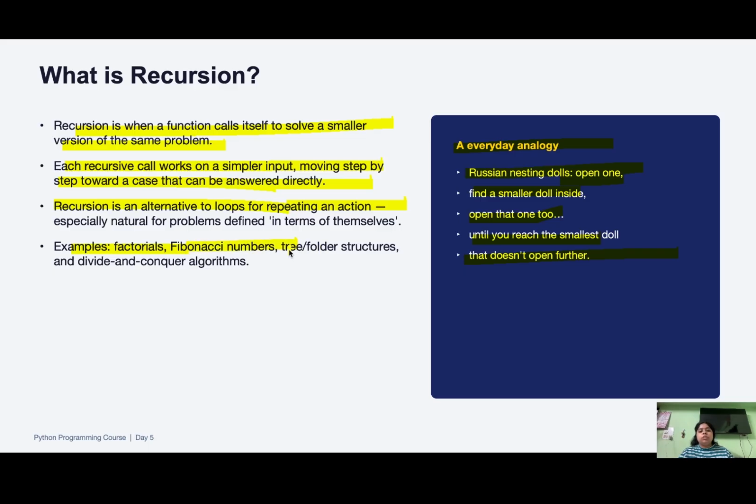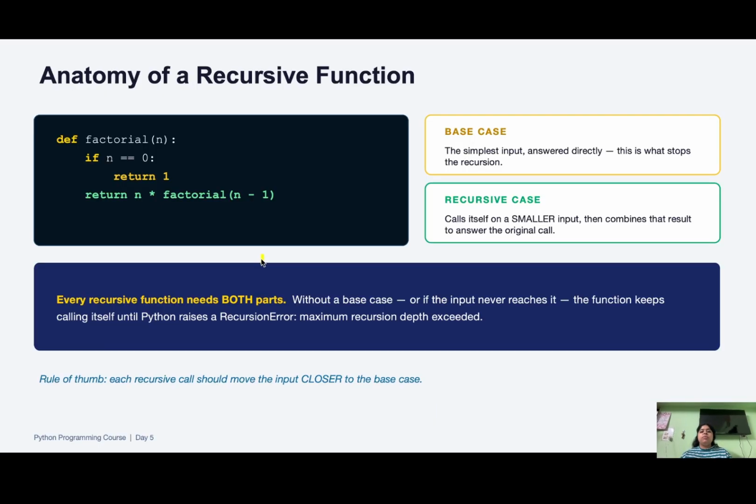This is a very important question. Other examples are tree and folder structures, and divide and conquer algorithms, which you will also solve with other coding languages. Anatomy of a recursive function: if you are creating def factorial(n), n can be any number, say 5. If n equals 0, return 1. Otherwise, return n multiplied by factorial of n minus 1.